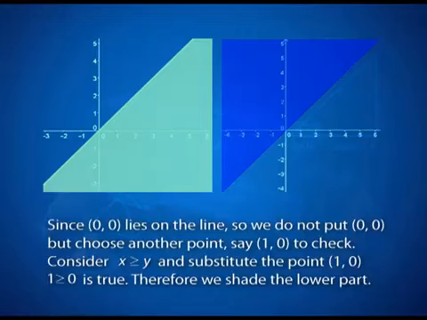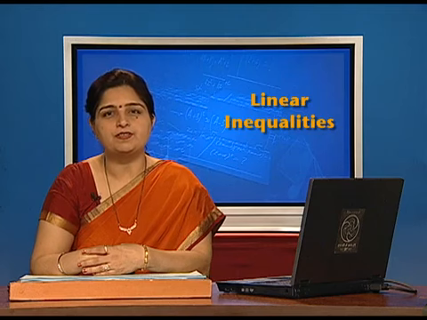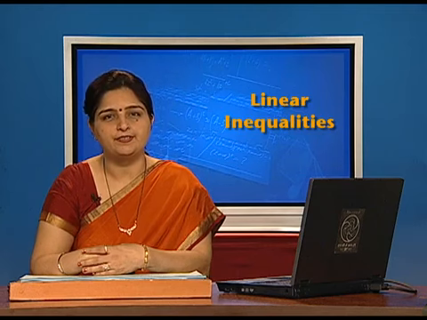In a similar manner, if we have the inequality x less than or equal to y and we substitute the point (1, 0), we get the false answer and therefore, we shade the portion which is on the left hand side of the line, that is the upper part. So, we have learnt how to plot the linear inequations in two variables on the graph.